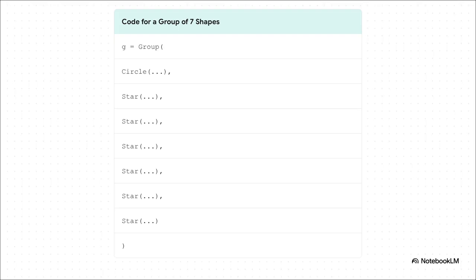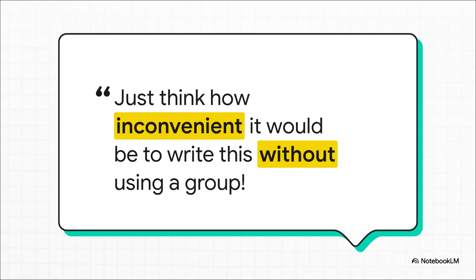It seriously doesn't matter if you have 2 shapes or 200. The code to move them all stays exactly the same. How cool is that? I mean, seriously, just think about the alternative for a second. Can you imagine writing and, worse, trying to debug 14 lines of nearly identical code? A group isn't just a convenient shortcut. It's a fundamentally smarter way to structure your program right from the get-go.